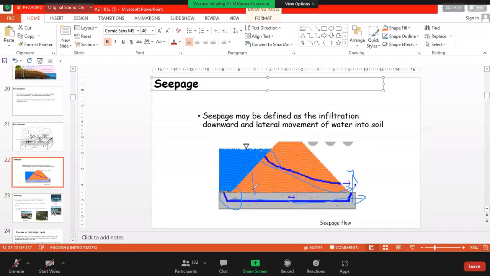Infiltration is only the vertical movement. Percolation is again vertical movement, which happens in the deeper layers of the soil. Deep percolation is where it goes further down. Seepage has both vertical and lateral movement. Understood or not? That is seepage. Correct or wrong? Correct, sir. Okay, good. So that is seepage.